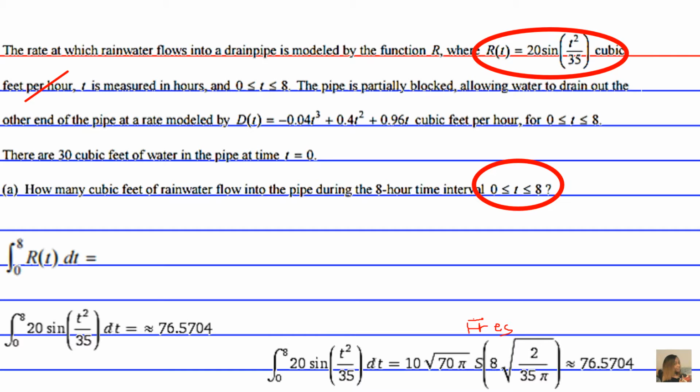Excuse the time lag in my writing. Fresnel. Okay. You know, like if you want to be a brainiac, go ahead and figure out what the Fresnel integral is.